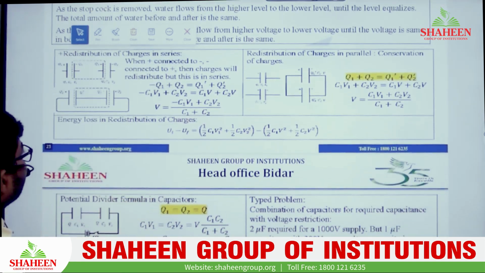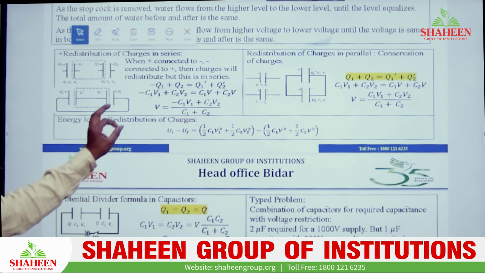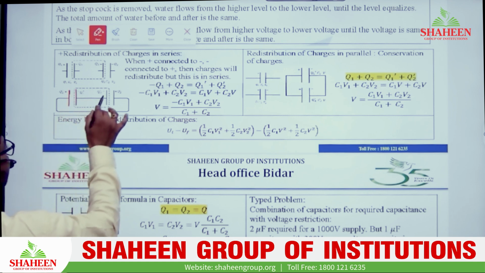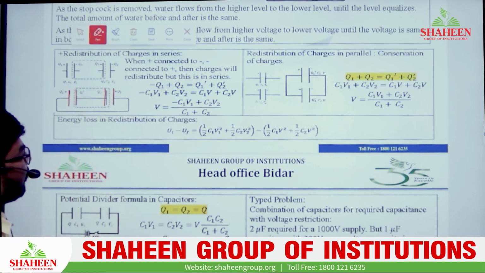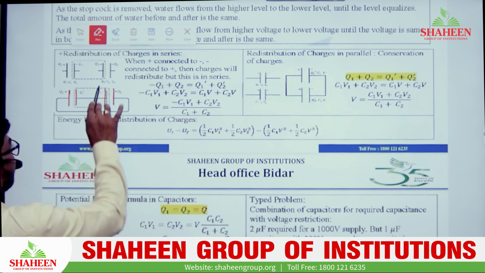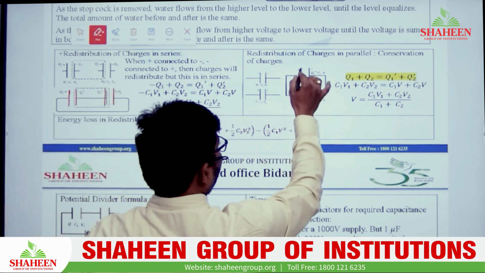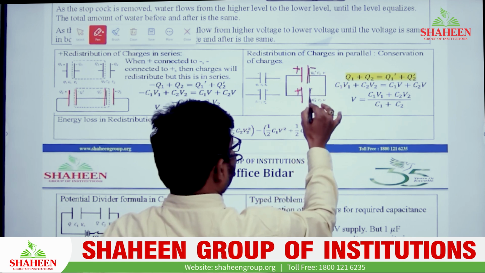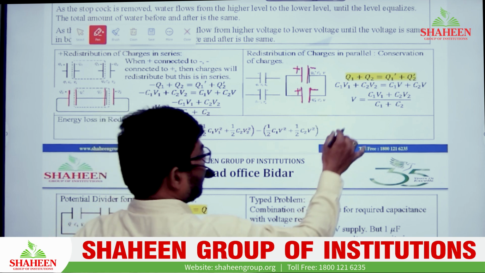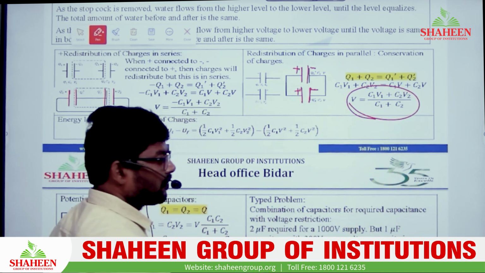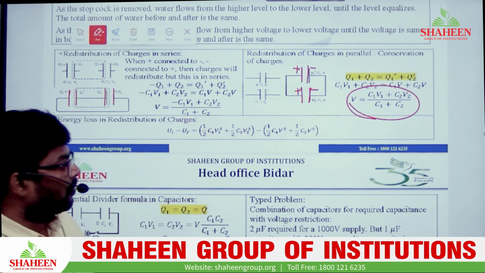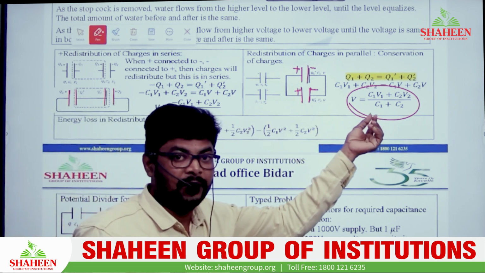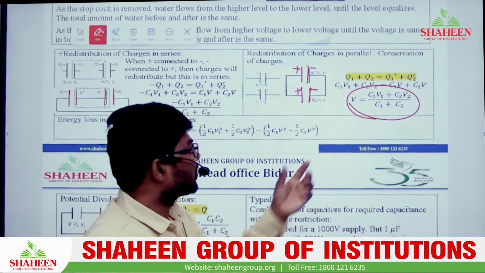So redistribution of charges. How are they redistributed? Nothing but common potential. What is the common potential? This is one plate, this is another plate of the capacitor. This is the positive plate connected to the positive plate of the other capacitor, negative plate connected to the negative plate of the other capacitor. The common potential formula is C1 V1 plus C2 V2 upon C1 plus C2.